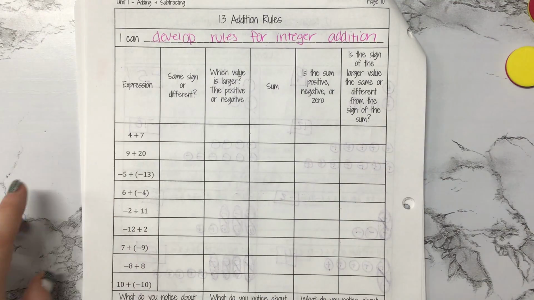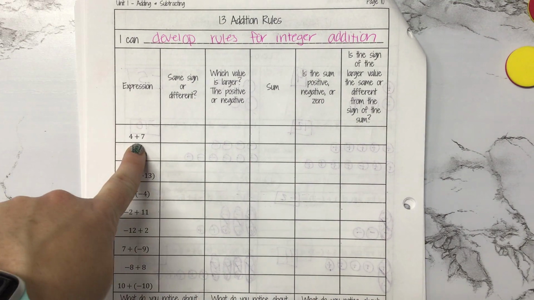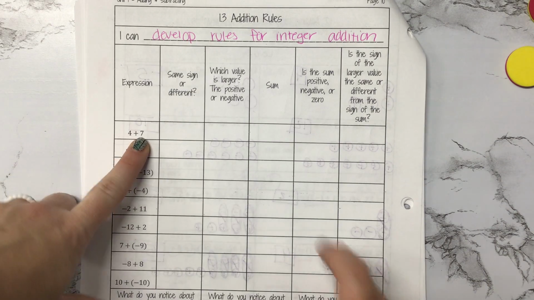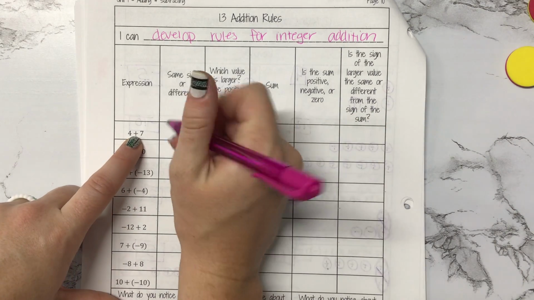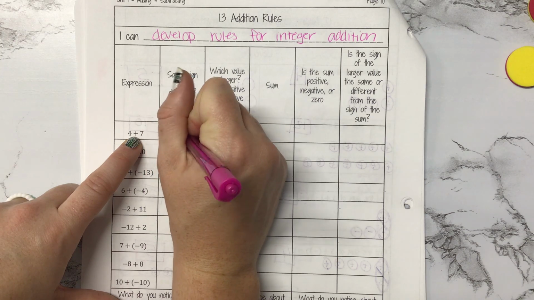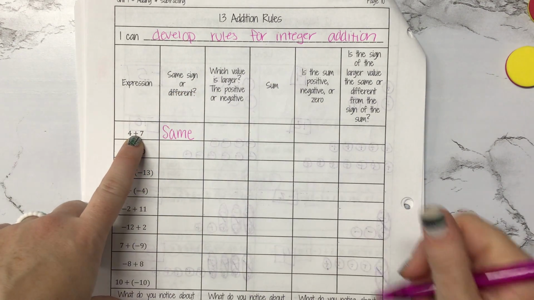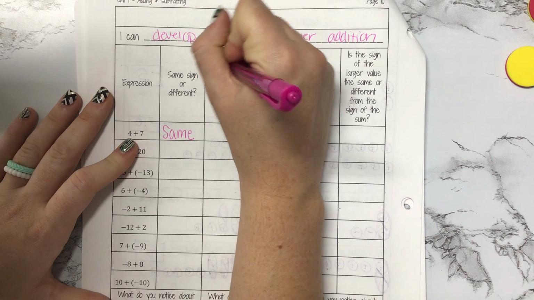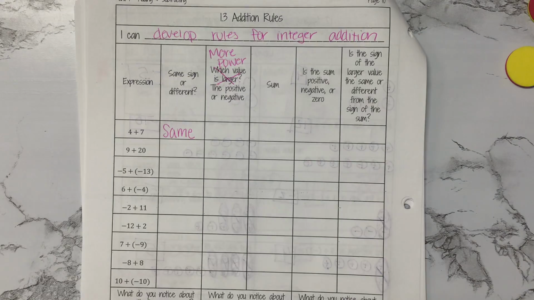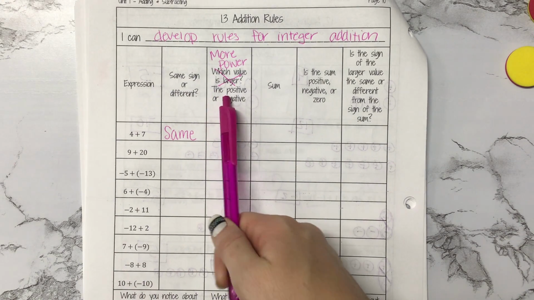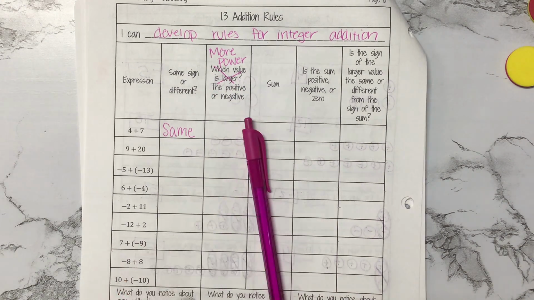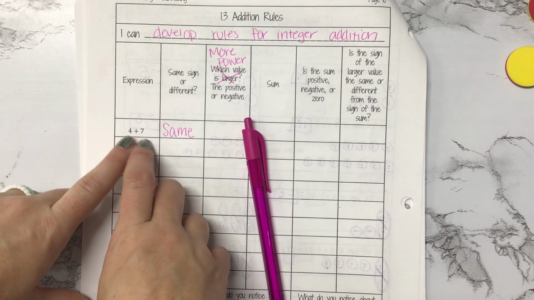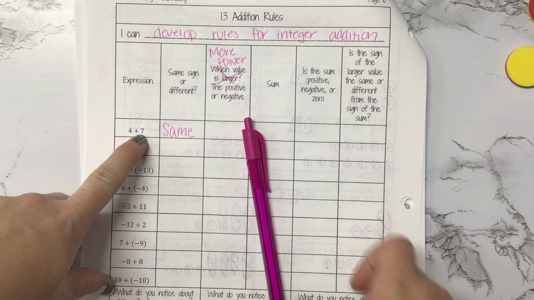Alright, so how this works is you have this expression, and you want to know if they're the same sign or different. These are both positive, so they're the same. Then I want you to think about which one has more power, because you're right that positives are always larger than negatives. Which one has more power though, between 4 and 7? 7 has more power and it's positive.